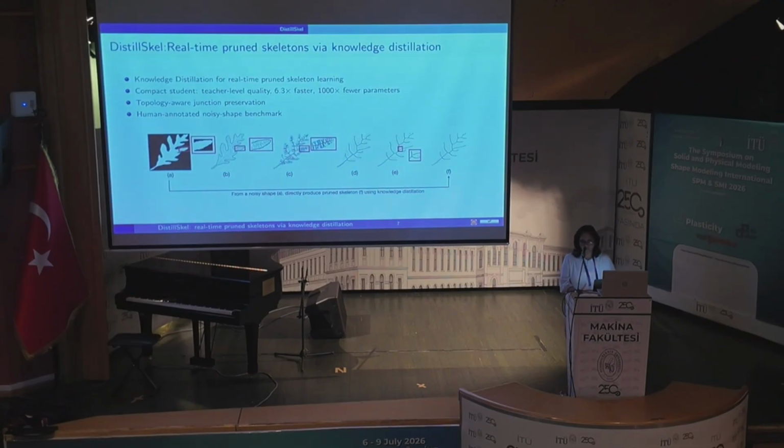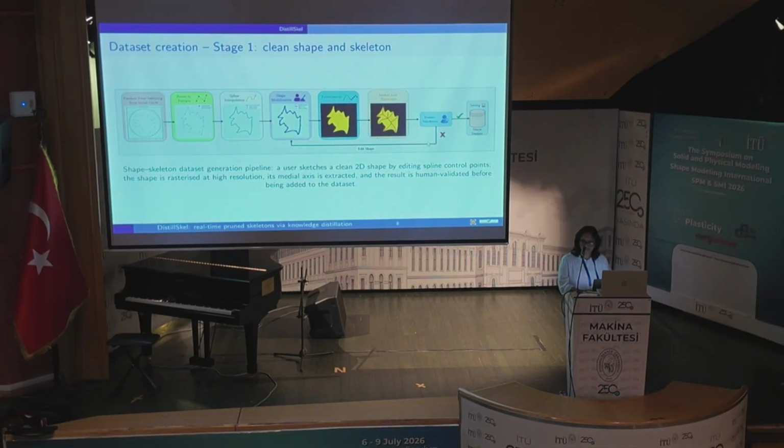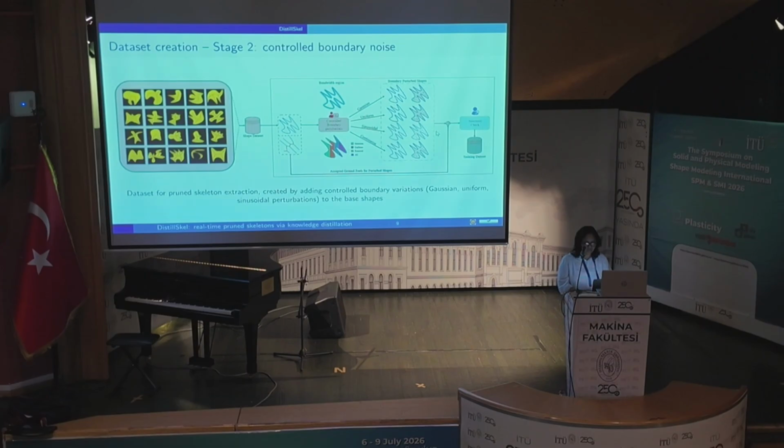And since there is no common evaluation benchmark for the skeletonization problem, we created a human-annotated noisy shape, clean skeleton benchmark. So this is the data creation process. We use spline curves to create various geometric shapes, and then we rasterize them at high quality so that we get a clean medial axis. This is done under expert supervision. This entire process shows data creation for one sample.